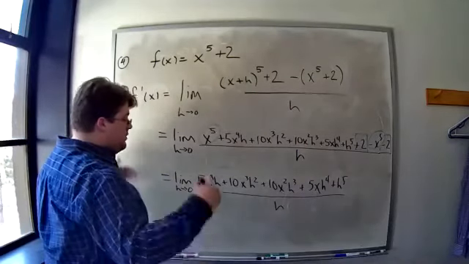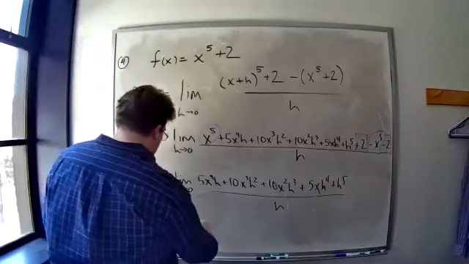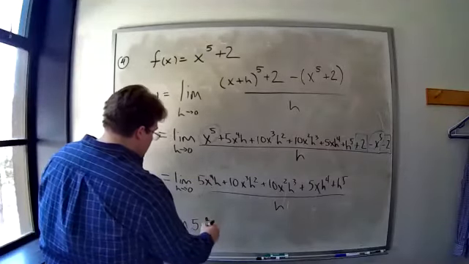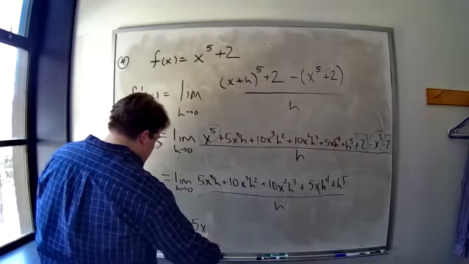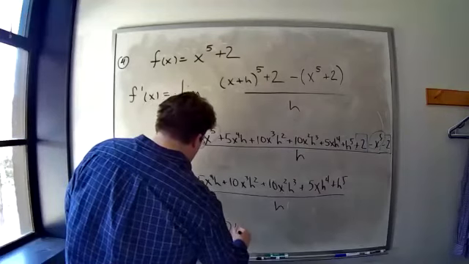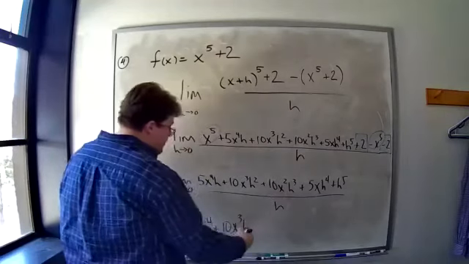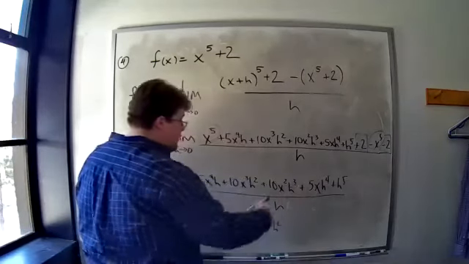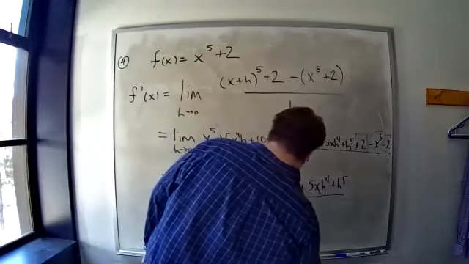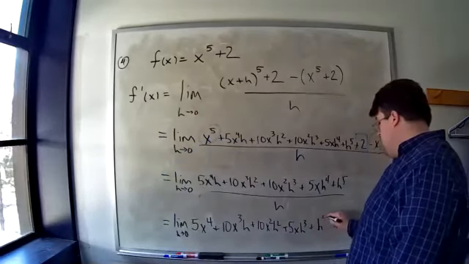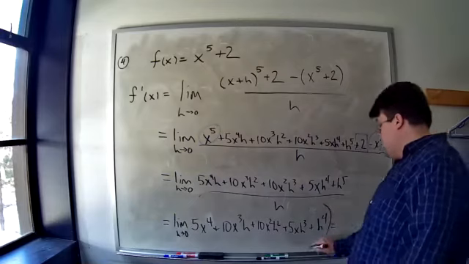And if everything has an h, you can take an h off of everything. And you're left with here just 5x to the 4. That's a 4, that's a lousy 4. Here you're left with 10x cubed h. Here you're left with 10x squared h squared. Here you're left with 5x h cubed. Here you're left with h to the 4.